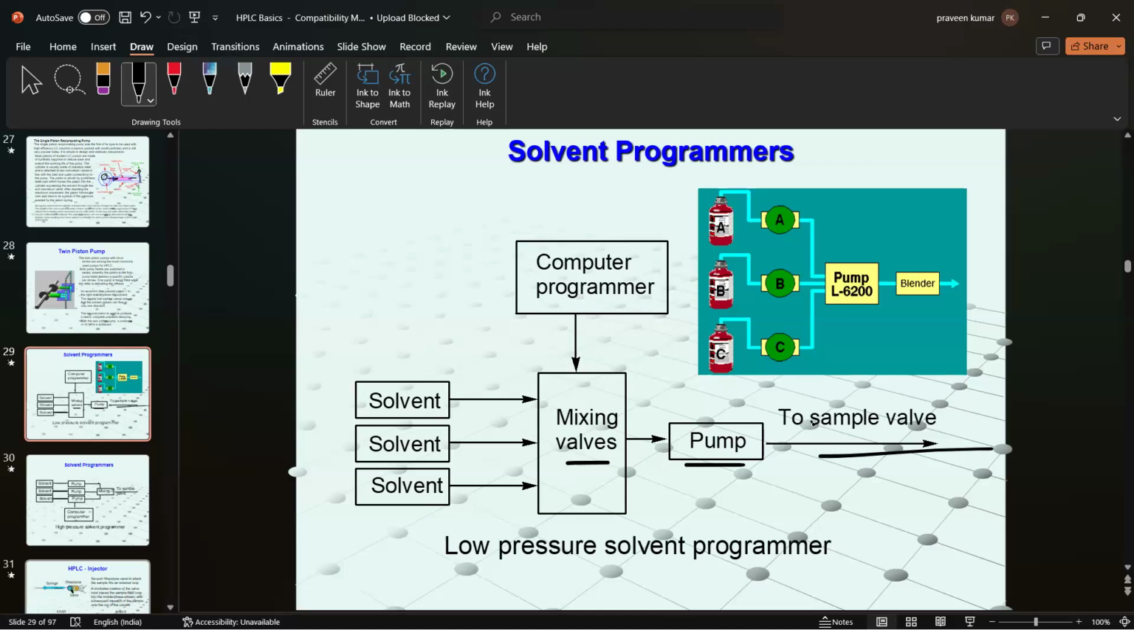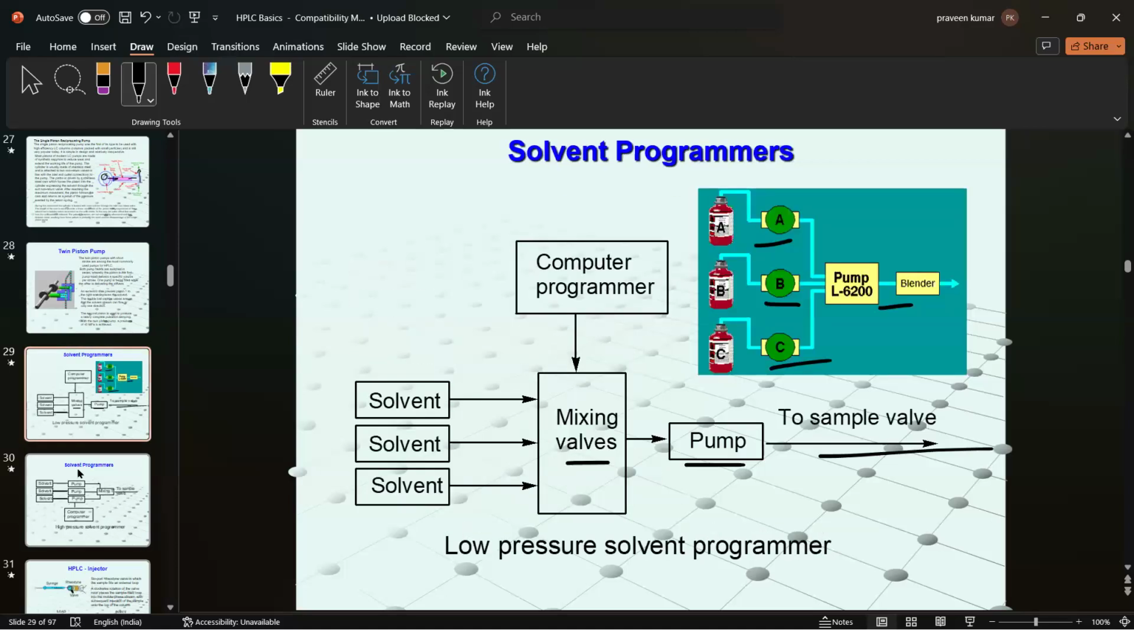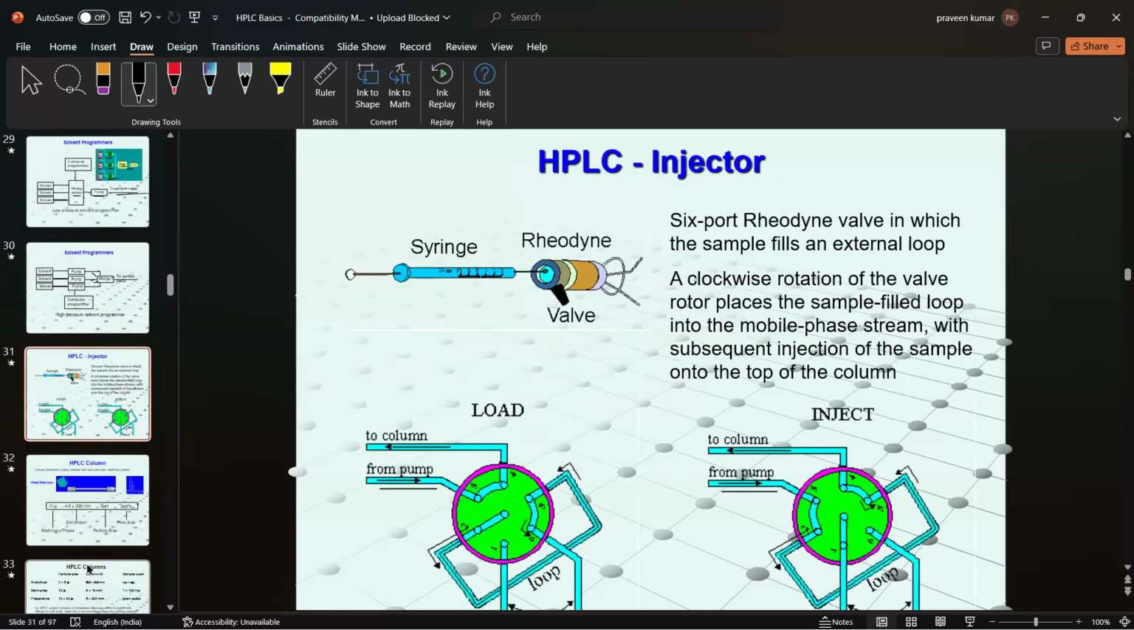Another one is the high pressure solvent programmer, where each solvent is connected to a pump, which pumps directly into the blender. This is the high pressure, this is low pressure. In high pressure, each solvent passes through its own pump, gets mixed, then enters the sample valve. Next, the HPLC injector.